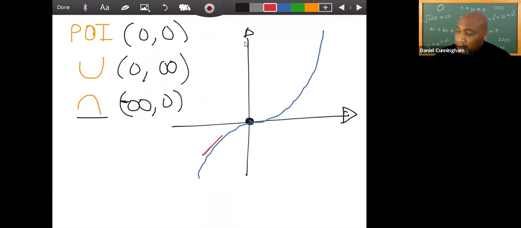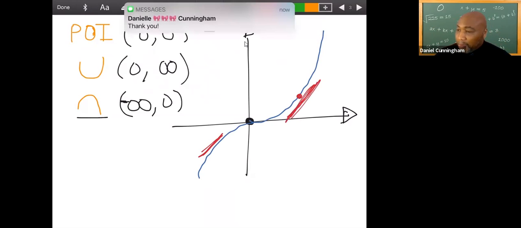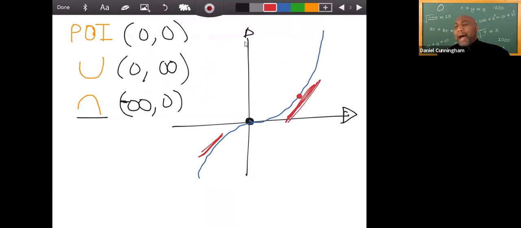Notice that our slopes, or these tangent lines that I'm putting right here, are positive. And so the slope is always going to be positive. So this is a positive slope on both sides, but one side is concave down, and then the other side is concave up. And that's a point of inflection.